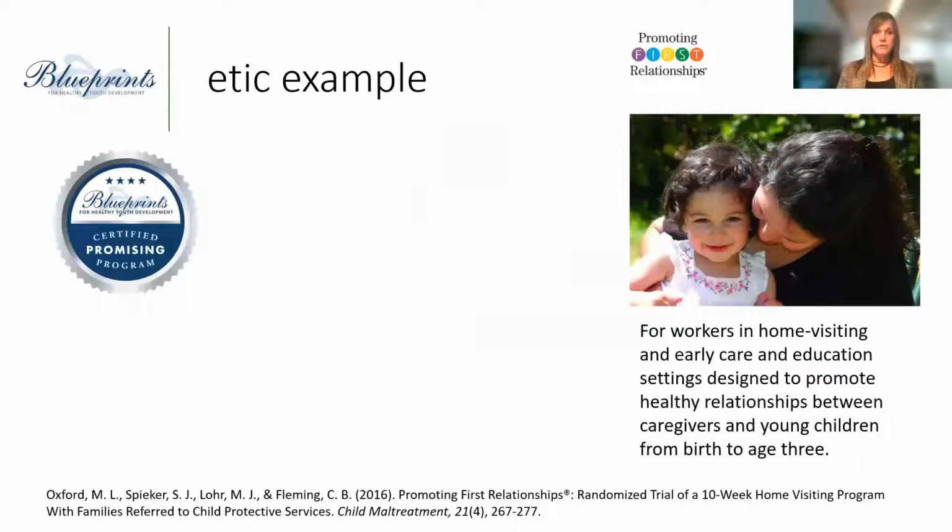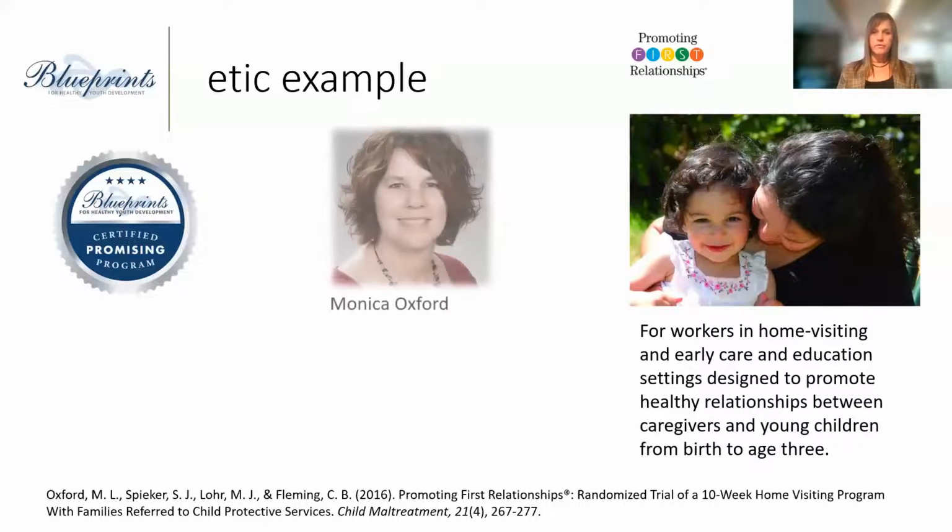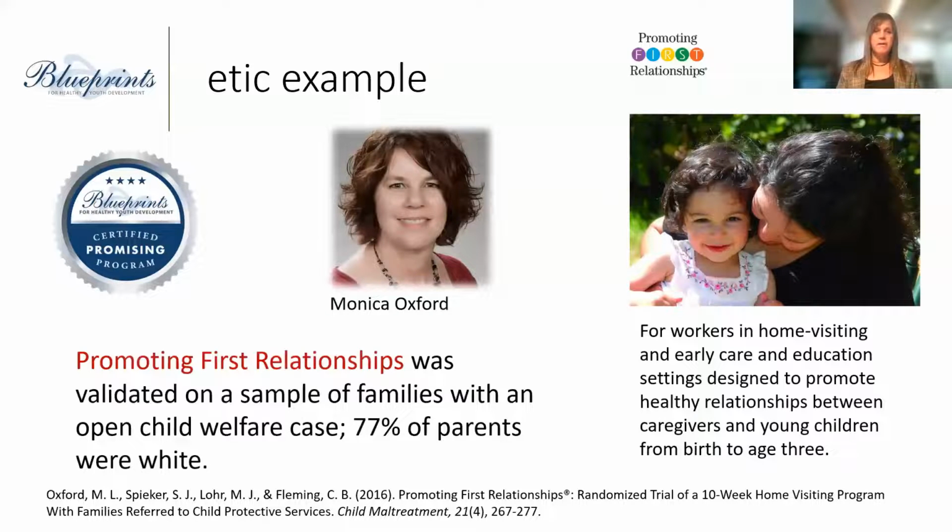I also have for you an etic example. Promoting First Relationships is a Blueprint certified promising program, and it is for workers in home visiting and early care and education settings. It's designed to promote healthy relationships between caregivers and young children from birth to 3. It was developed by Monica Oxford and team, and it was validated on a sample of families with an open child welfare case, 77% of parents of whom were white.